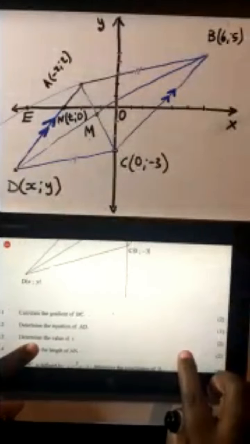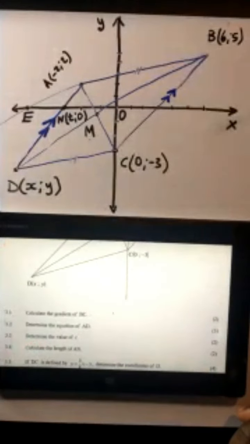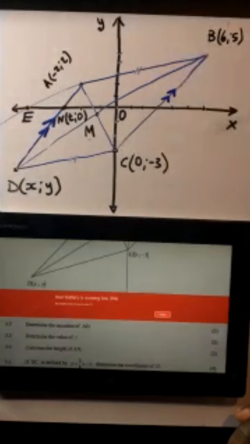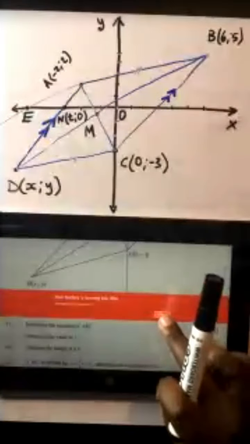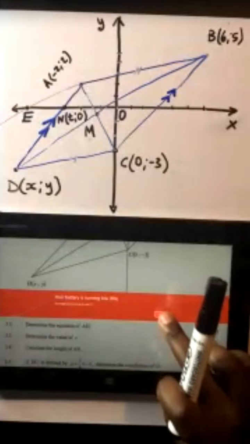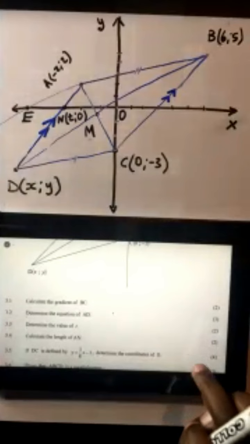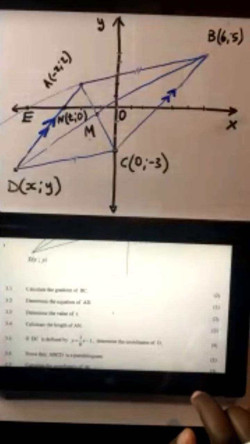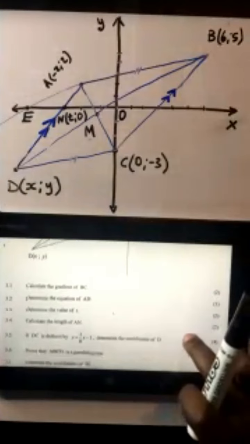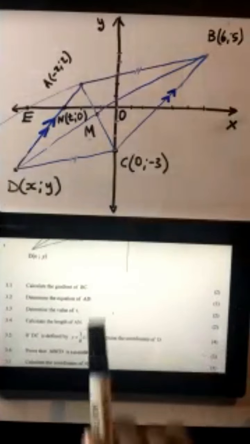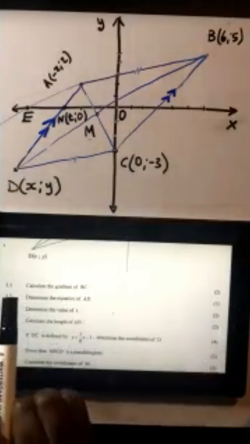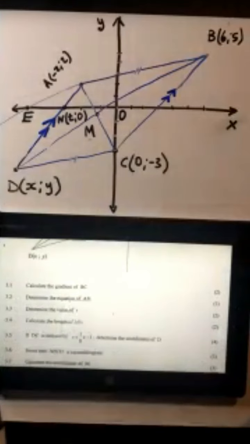So the first question says calculate the gradient of BC. So guys, it seems like I'm running out of battery, but just make sure that you've got that question paper that I sent in the group, because obviously if the battery dies, then I'll just read from my other phone. But it's fine, these questions are not that long. Luckily I've drawn that diagram. So guys, calculate the gradient of BC, and this question is allocated 2 marks.